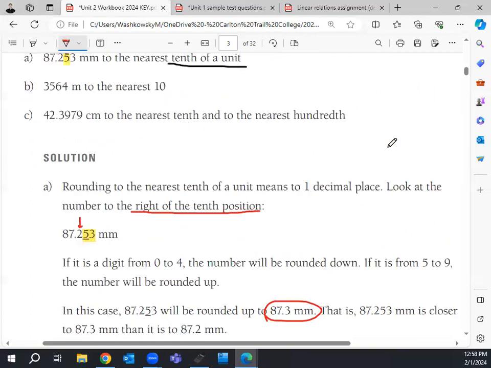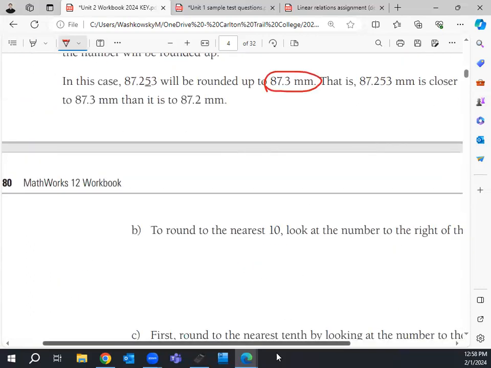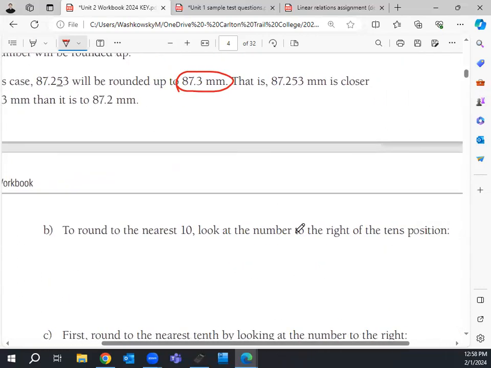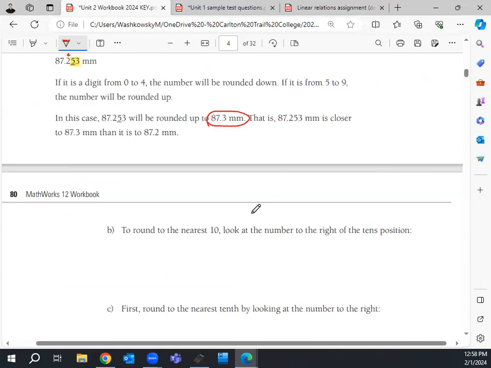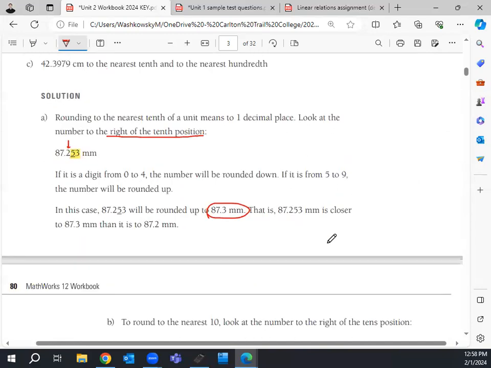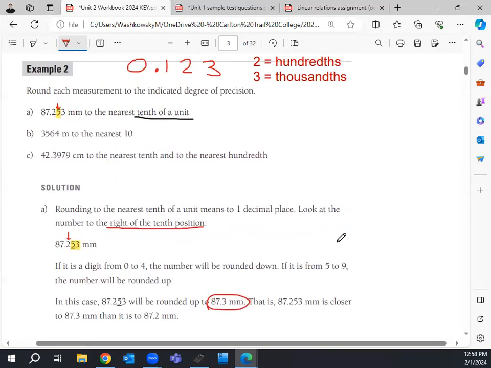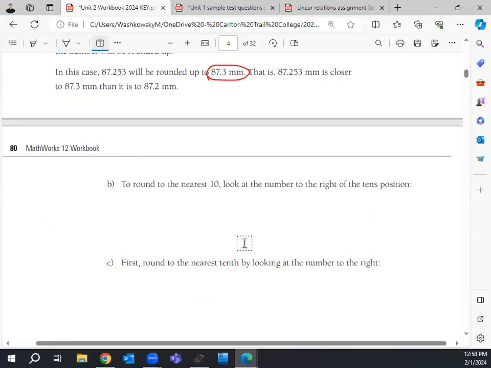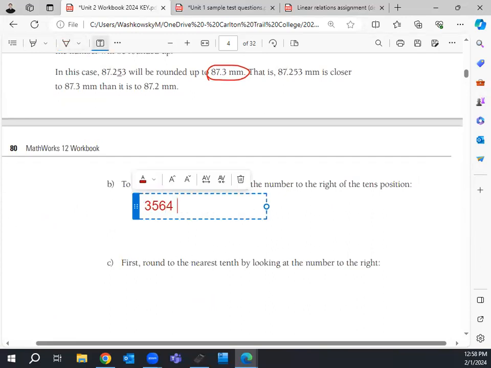So let's go through here then. If we want to look at the number to the nearest 10, we're going to look at the number to the right of the 10's position. So I'm going to use question B here, right? 3,564 meters to the nearest 10th. I'm just going to write that in here. 3,564 meters.